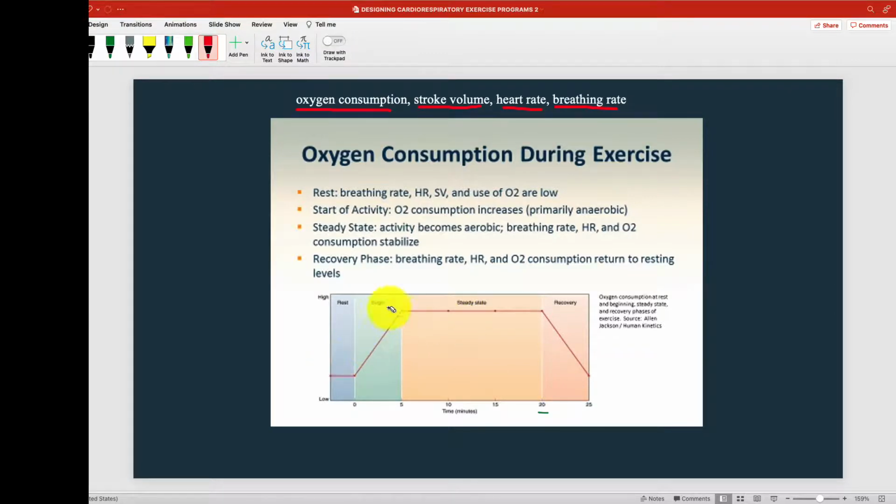Now, of course, if we were doing a graded exercise test, right? Let's just draw this out, right? We went from rest, and after 2 minutes, we increased. Well, every time we increase, the oxygen consumption is going to rise, right? And then eventually, once we cannot bring in any more oxygen, our body cannot use it in any higher capacity, it flattens out, right? And that's how a graded VO2 works, graded exercise test.